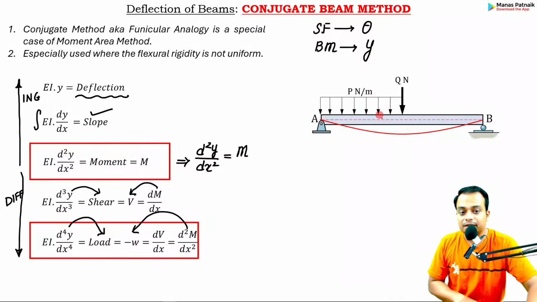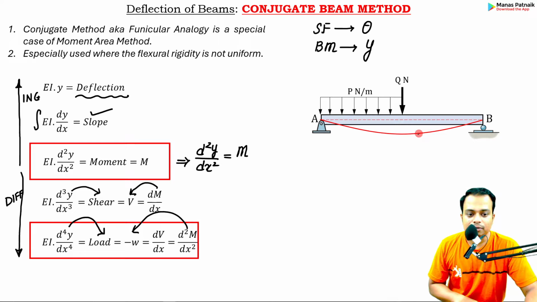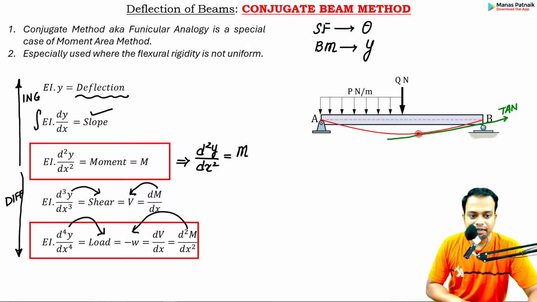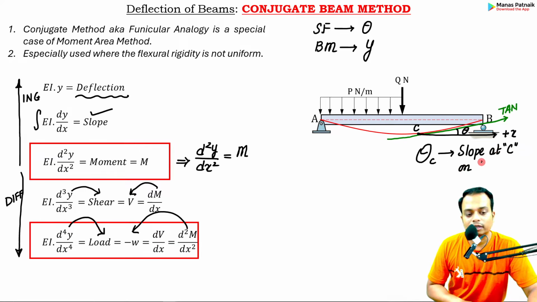What is slope? First of all, let me clear this. Let's say you've got this point on the beam. If you draw a tangent, like touch and go, that's a tangent. The angle that the tangent makes with the positive x-axis, let's say this is point C, is known as the slope at point C on the beam.